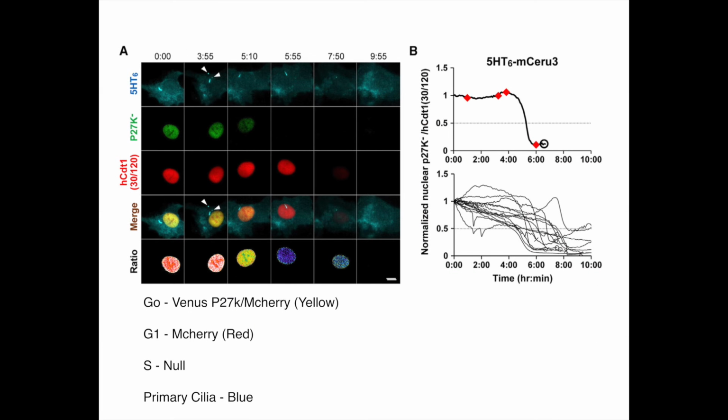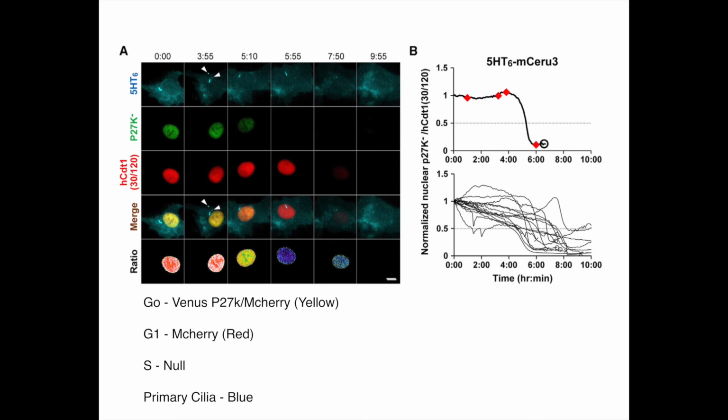Next, since growth stimulation would cause quiescent cells to enter into the cell cycle, researchers wanted to look at the timing of the cilia decapitation in relation to the cell cycle. To do this, they used a marker called Venus-p27K, which identifies cells in G0 in green, as well as mCherry-hCdt1, which identifies cells in both G0 and G1 phase in red.